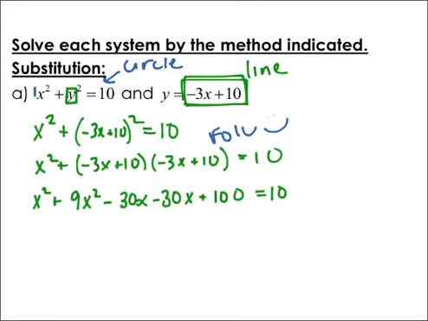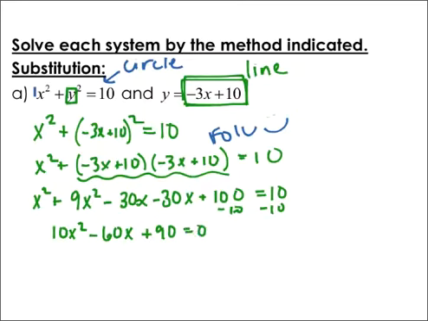All right, so I just FOILed this out right here, and I got 9x squared minus 30x plus 100. So if I start combining like terms, I get 10x squared minus 60x, and I'm going to go ahead and set it equal to 0. So I'll subtract 10 from both sides, so I have plus 90. Now I'm trying to solve for x. Since there's x squared, I could get two answers, so I'm going to factor out the 10, so I've got x squared minus 6x plus 9, and I'm going to factor this.